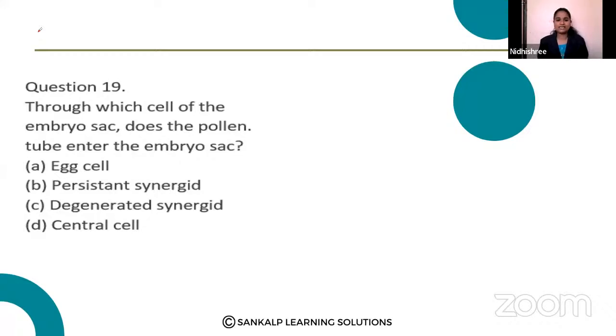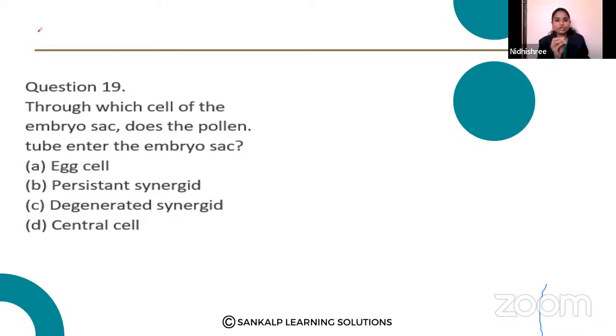Most of you answered it as option B, persistent synergid. So, in the embryo sac, we have two cells which are called synergids, right? One of them is the persistent synergid. Persistent means it persists for a long time. The degenerated synergid degenerates before the pollen tube enters. Degenerate means it will dissolve and go.